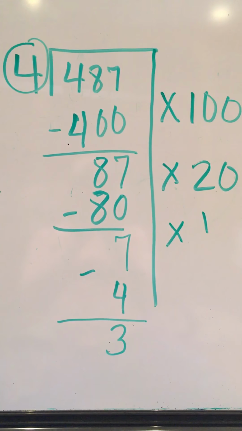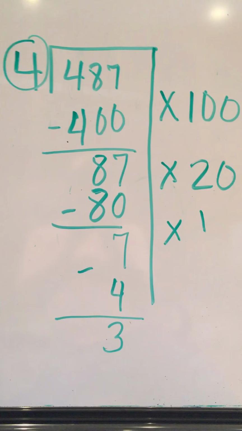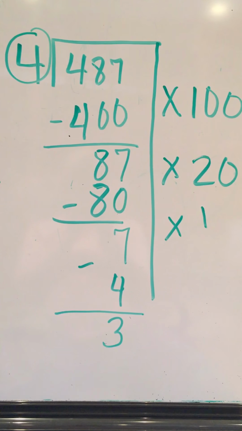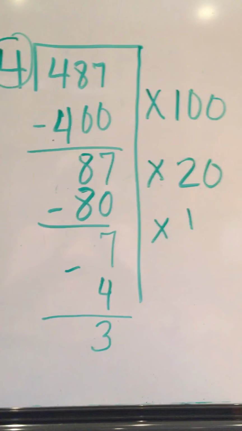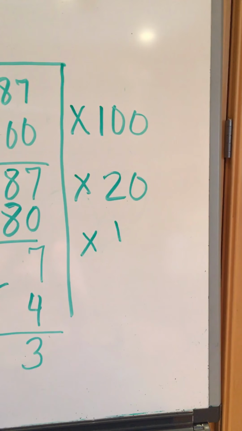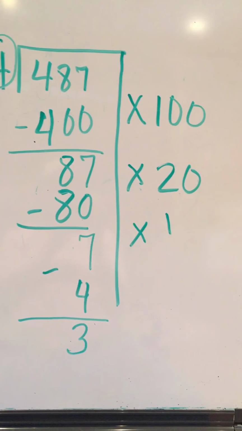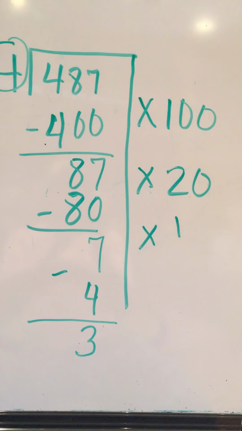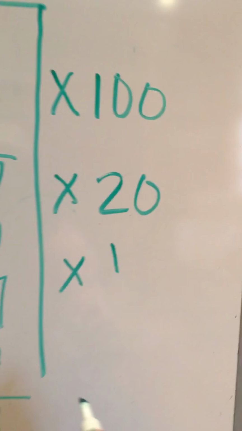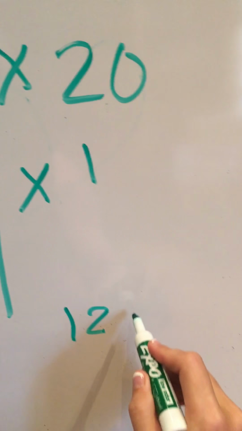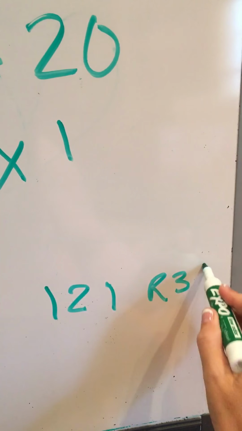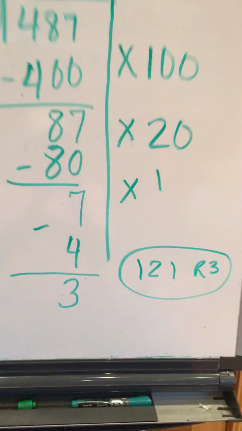So when I have 3 left over, I know that 3 is less than 4. I can't pull a group of 4 out. So 3 is my remainder. If you look over here, there's your answer once you add it together. So it's 100 plus 20 plus 1 is 121, and a remainder of 3. So that's my answer.